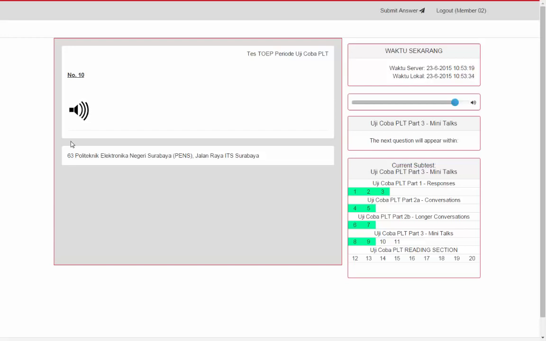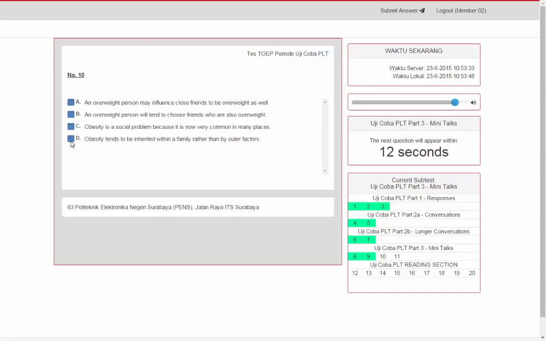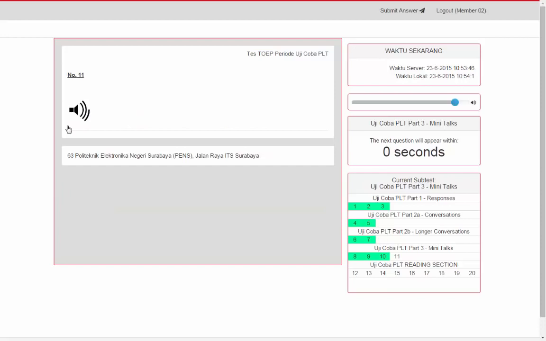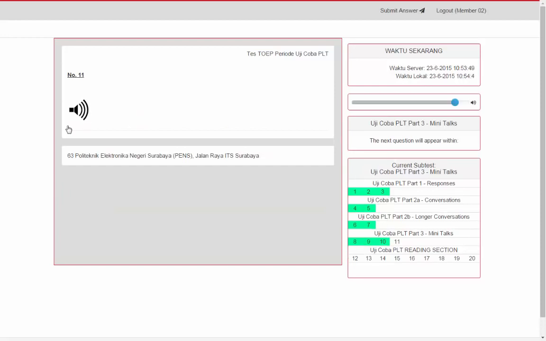The researchers note that support groups are already an effective tool in dealing with other socially influenced health problems like alcohol dependence. Number 10. What is the main idea of the talk? Number 11. Why do the researchers mention alcohol dependence?